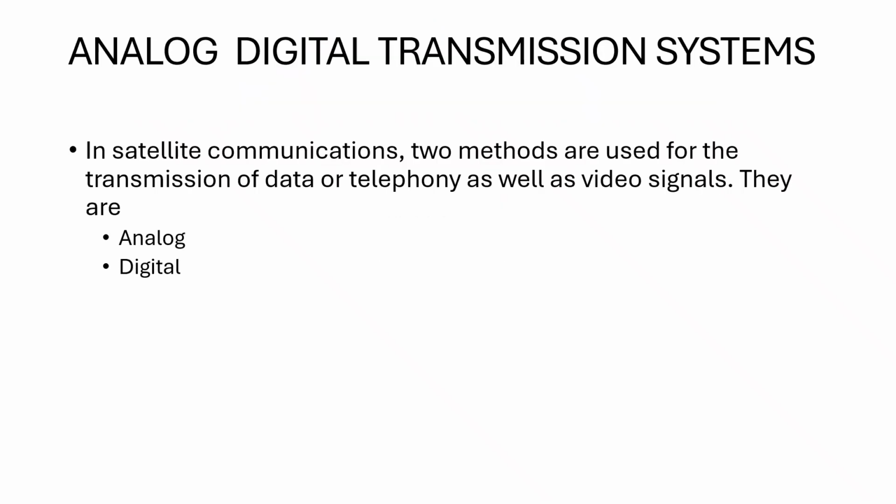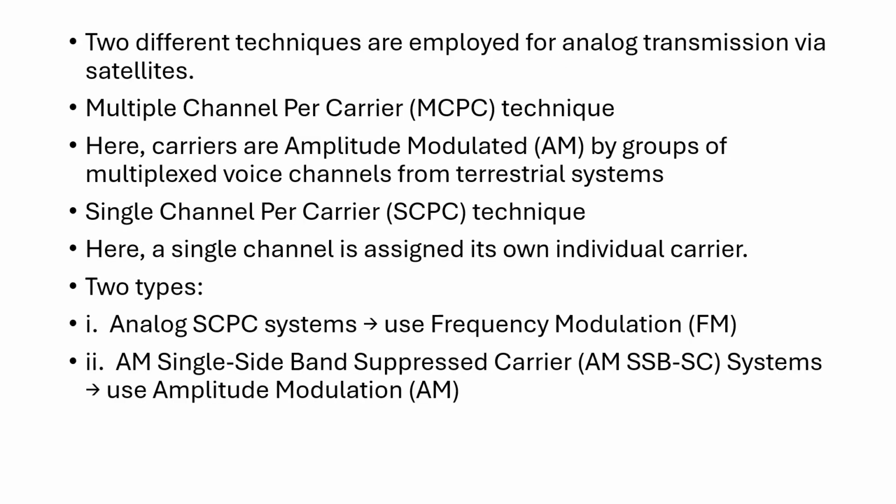In today's class, we shall discuss the analog transmission systems in satellite communication. In satellite communication, for signal transmission, it may use two types of signals. It may be an analog signal or a digital signal. The two methods are used for transmission of data, telephony, or video signals. Two different techniques are employed for analog transmission via satellites.